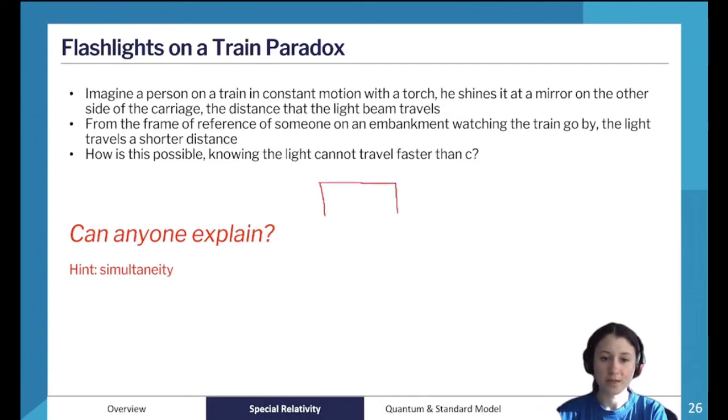what they would see is, for our carriage, with our light, sorry, I will redo that. That was terrible.